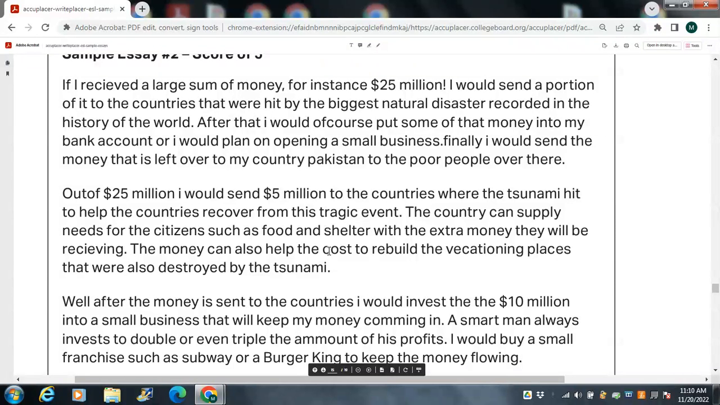The money can also help, or would also help, the cost to rebuild the vacationing, a little spelling issue, but nothing serious, to rebuild the vacationing places that were also destroyed by the tsunami. So we have pretty much like a complex followed by another complex followed by another complex. So we've got some back to back to back complex sentences, which does negatively impact what is called the sentence fluency.